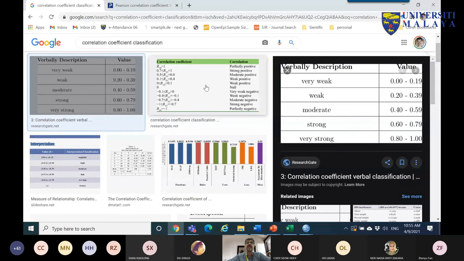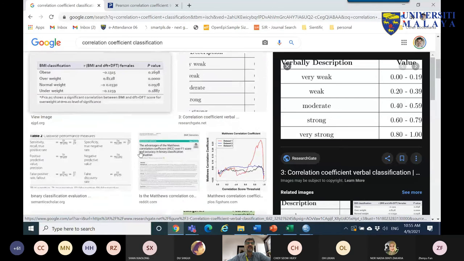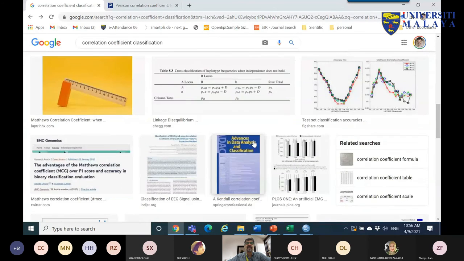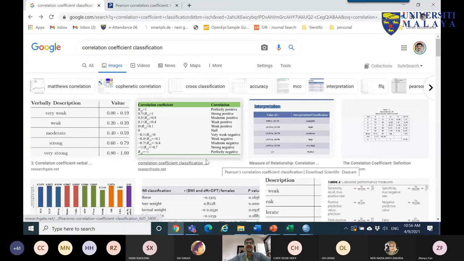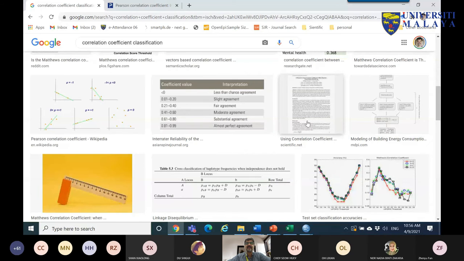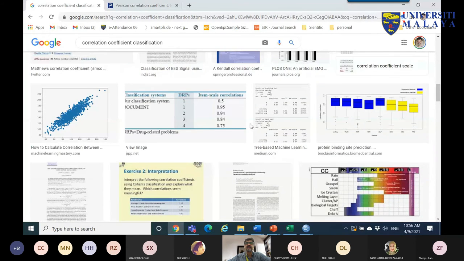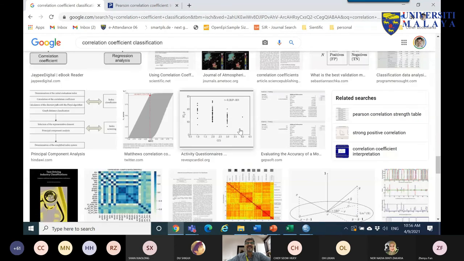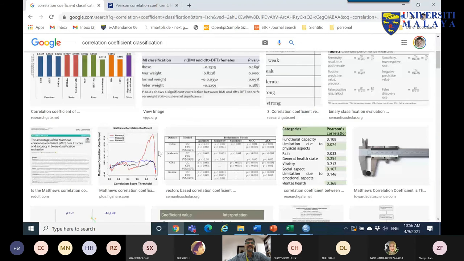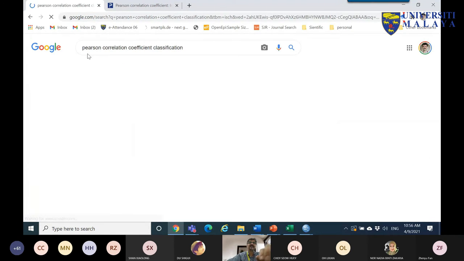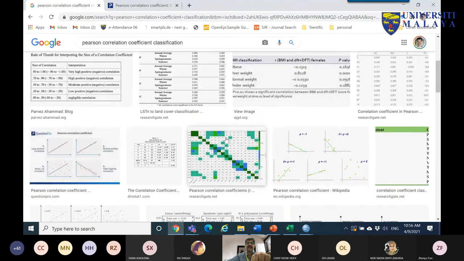So there are several types of classification. If you look here, there is another classification, if I'm not mistaken. Maybe I can find it here. Some people classify it into fewer levels. Yeah, this is the same classification. I'm looking for another one, which has three levels. They call it only moderate, strong, and so on. I cannot find it, sorry. Surprisingly, when I search correlation coefficient classification, Pearson, it is not here.